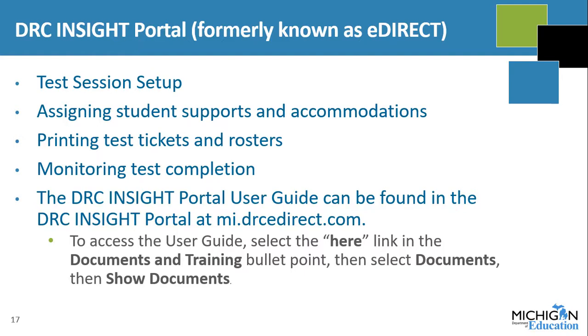Test tickets and rosters are printed through the DRC INSIGHT Portal, and assessment coordinators can monitor test completion in the DRC INSIGHT Portal. There is a user guide available in the DRC INSIGHT Portal that details the processes for each of these tasks. It can be found in the DRC INSIGHT Portal. Select My Applications, then General Information, then Documents, and then search for all.